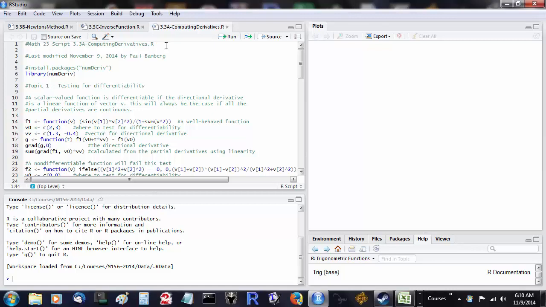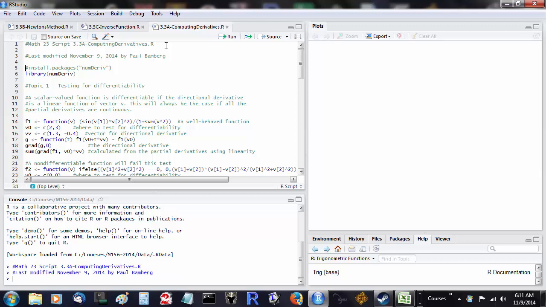Hi there, it's Paul with a script designed to show you that, at least in examples, the rules for forming derivatives of sums, products, compositions, etc. of functions work just the same way in multivariable calculus that they did in single variable calculus.